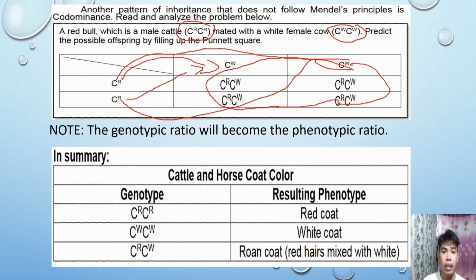So in summary, if we observe, for cattle and horse coat color, this allele results in a red coat, another allele results in the white coat, and this allele is the roan coat, or red hairs mixed with white. Okay? So, do you understand? That is the concept of codominance. If we observe, for all alleles, the cross between the two different colors is observable in the result of the Punnett square.